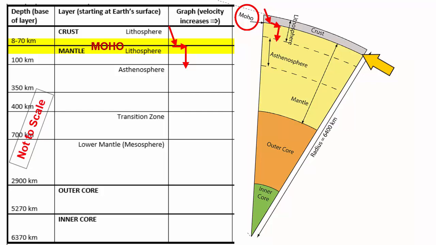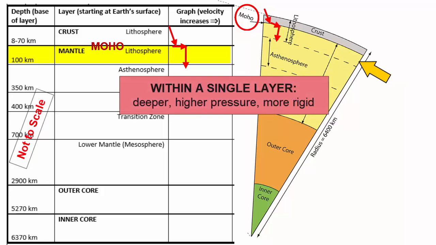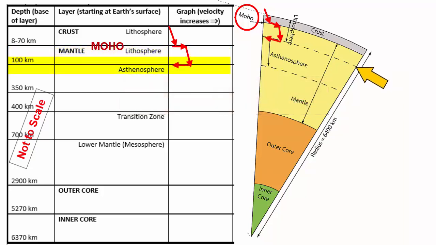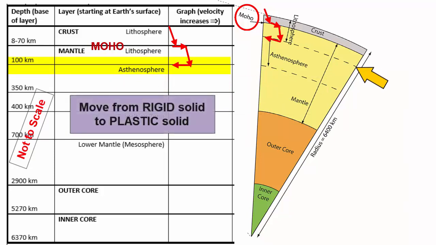As seismic waves continue to descend within the rigid part of the upper mantle, the mantle portion of the lithosphere or plates, the increasing pressure creates increasing rigidity, and there's a slow and steady increase in seismic wave velocity with the wavefront bending upwards. When the waves hit the boundary between the lithosphere and the asthenosphere, seismic waves drop in velocity considerably, and the wavefront bends downwards. Since both P and S waves travel through the asthenosphere, we know it's solid, but the big drop in velocity indicates it's much less rigid than the lithosphere.